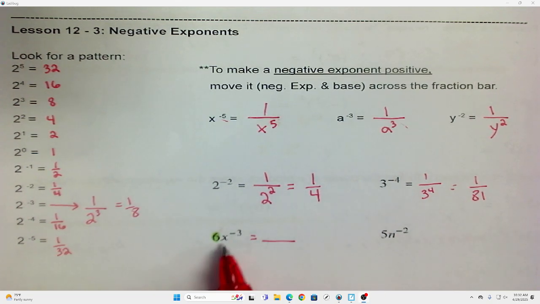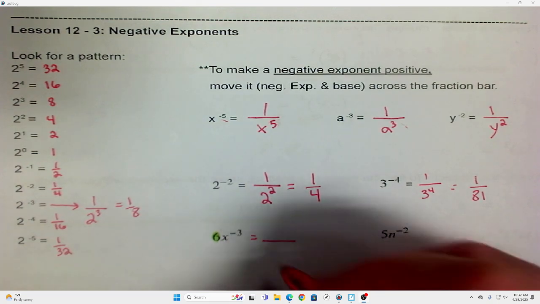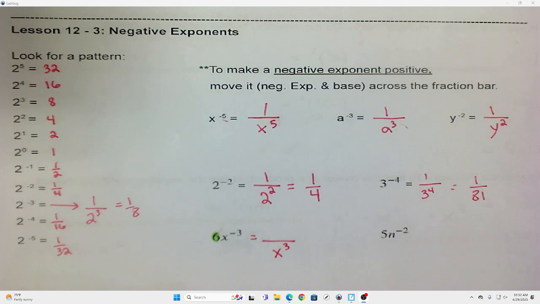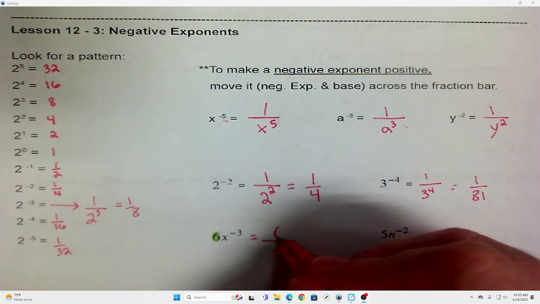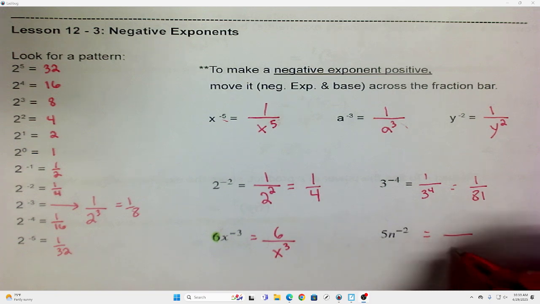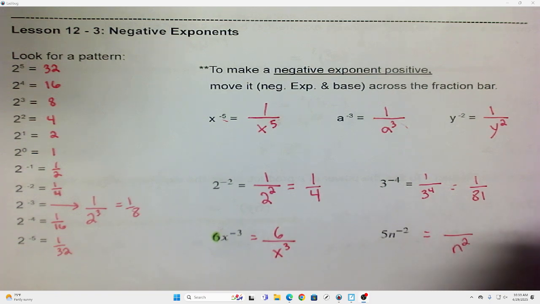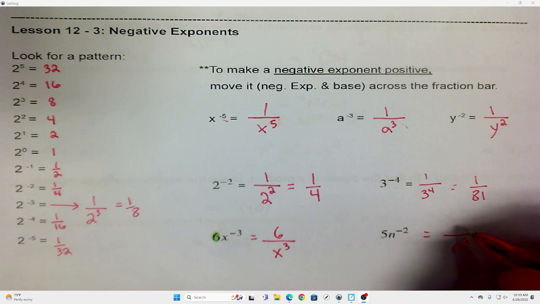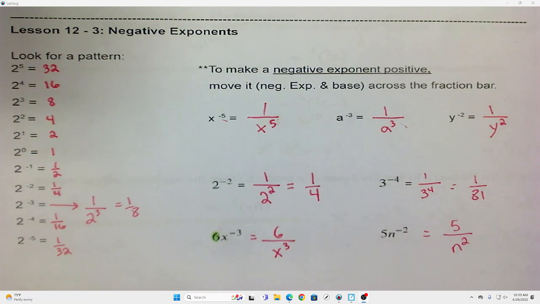Draw your fraction bar, have the x that's attached to the negative exponent drop down and become positive, no problem. What's left upstairs? It's that 6, and that's all that we have to do. Same thing's going to happen right over here. N to the second power drops down, and that 5 is just going to wait right there for us.